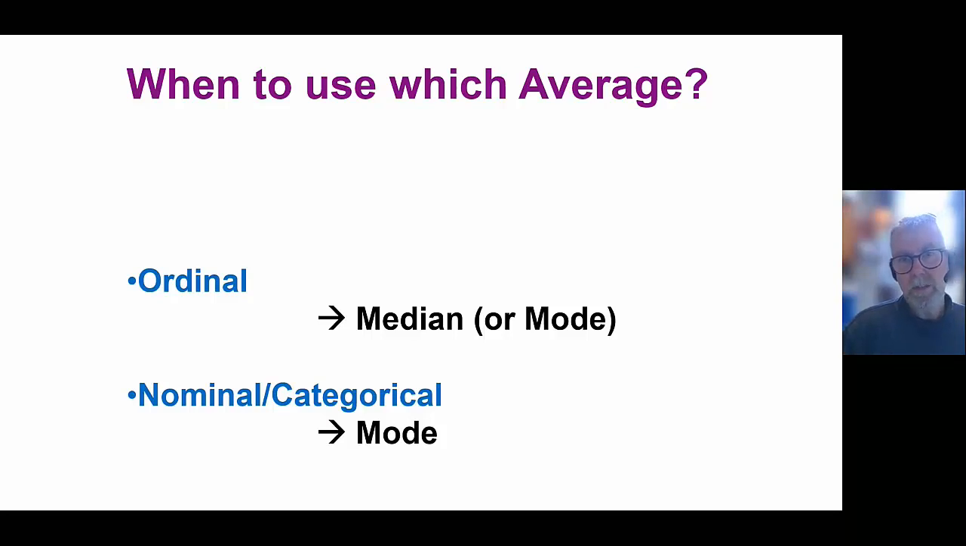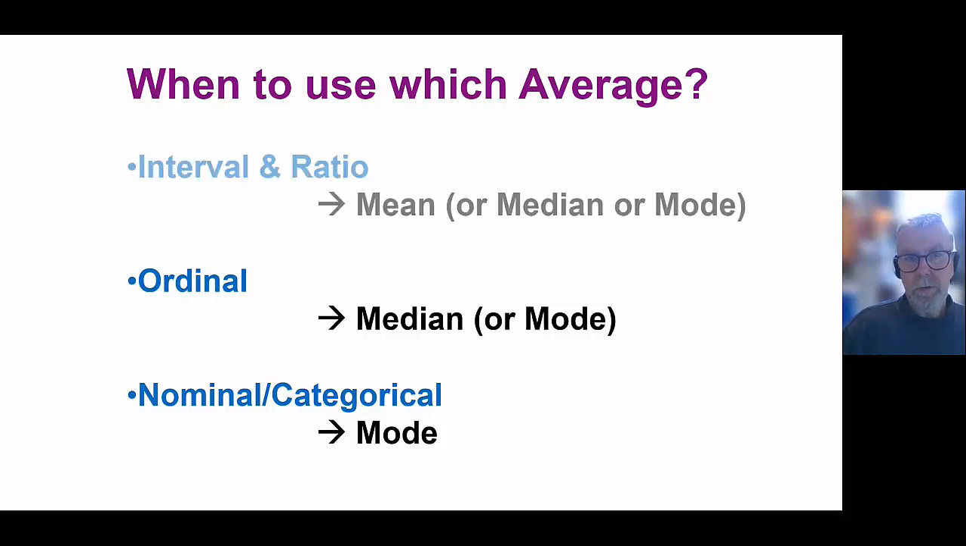Of course, we are still at liberty to use the mode, and this might be done if we are also visualizing the data using a bar chart. Finally, if our data is of the highest level, namely interval or ratio, then we would typically use the mean. But again, we can, if we wish, use lower measures of average.